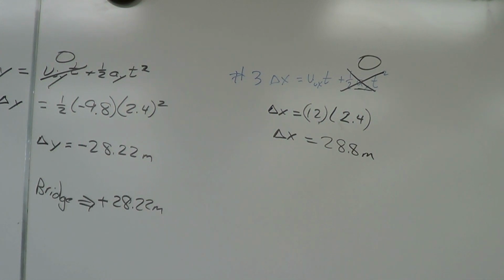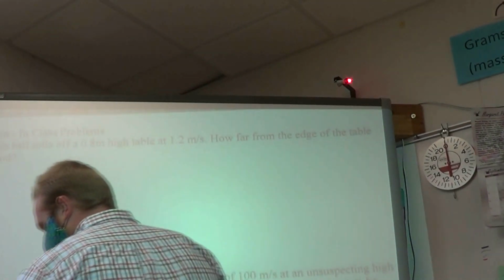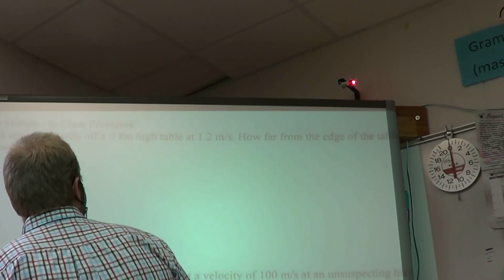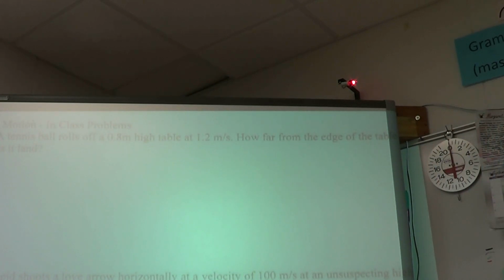So let's go all the way from the start of a problem, and let's do problem number 1. A tennis ball rolls off of a 0.8 meter high table at 1.2 meters per second. How far from the edge of the table does it land?